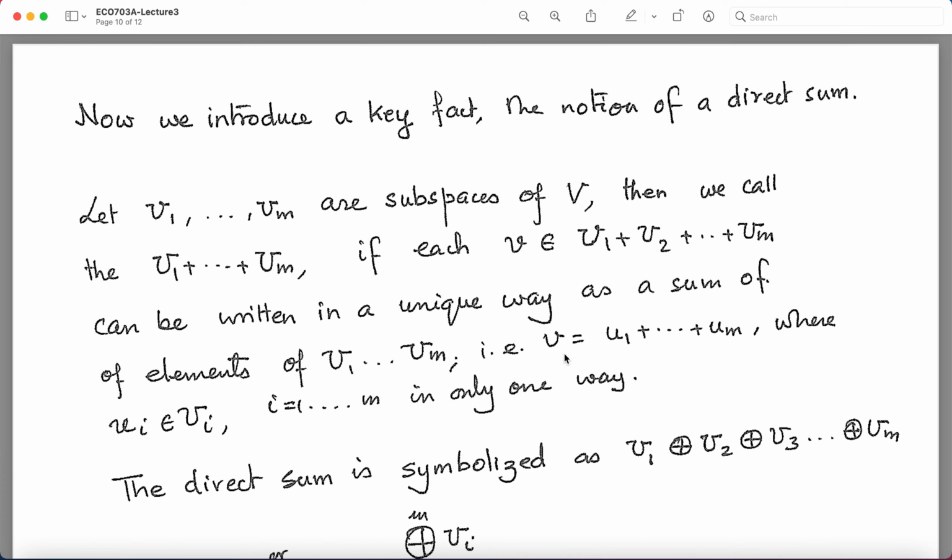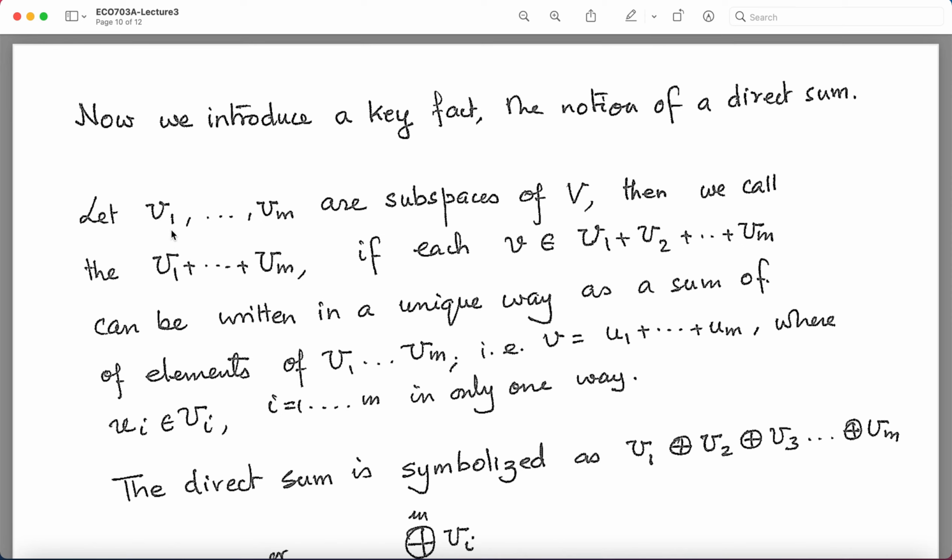So, if v is equal to u1 plus u2 plus ... plus um, where each ui is an element of Ui, then this is the only way to represent v as a sum of elements of U1, U2, ..., Um. Then we call U1 plus U2 a direct sum. Here the term direct sum would come.